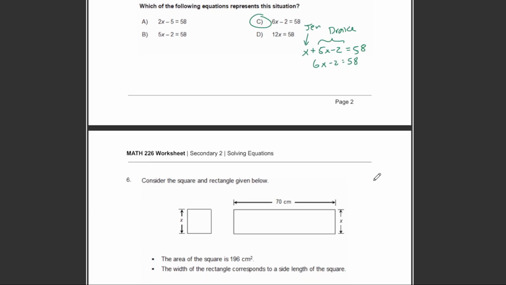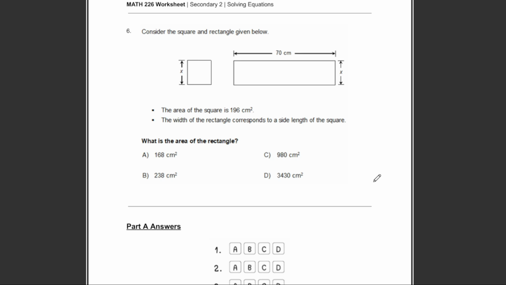Now on to question 6. Consider the square and rectangle given below, okay? The area of the square is 196 centimeters squared. The width of the rectangle corresponds to a side length of the square. So basically it's saying that this x and this x are the same variable. If I know what this x is, I know what that x is, okay? And the question says, what is the area of the rectangle?